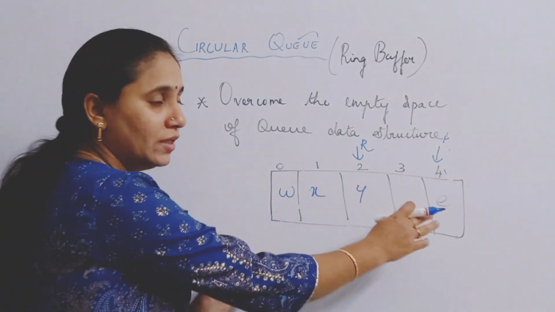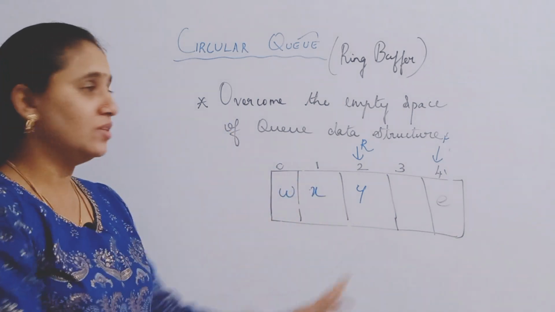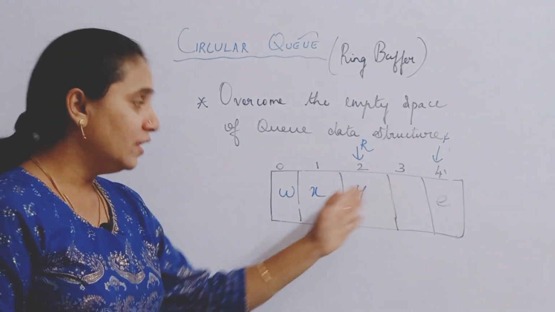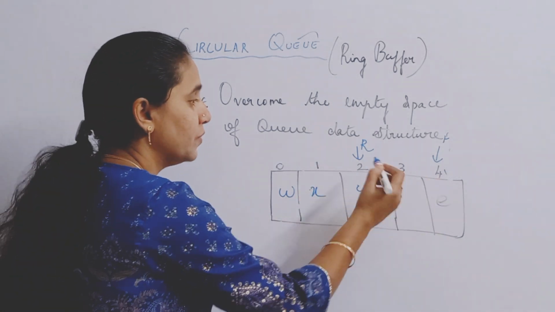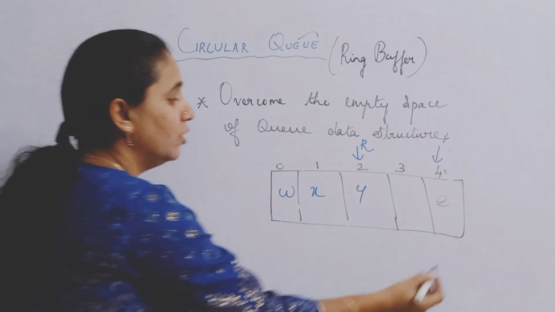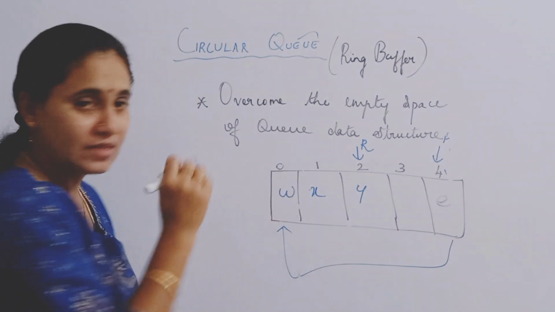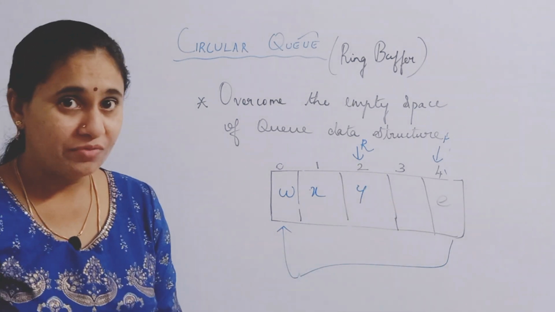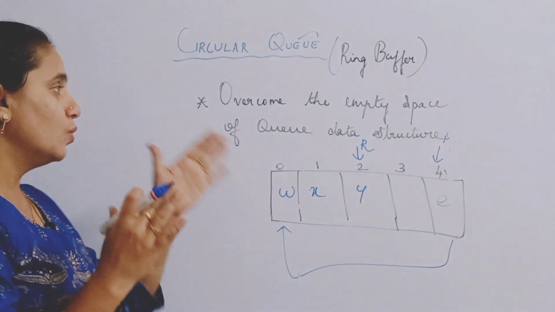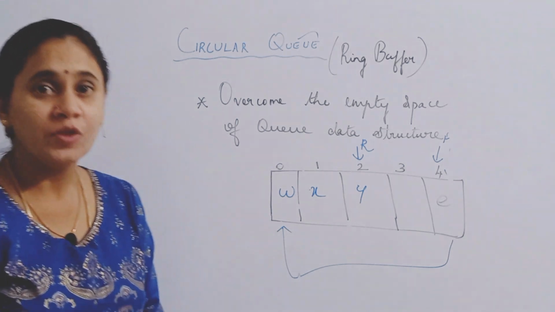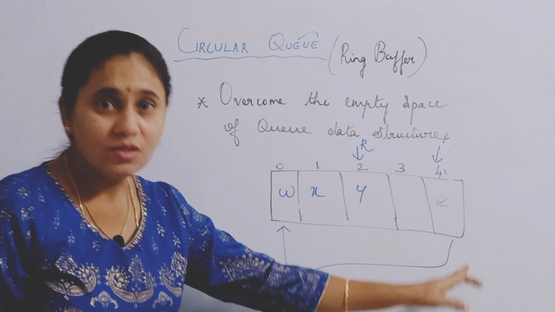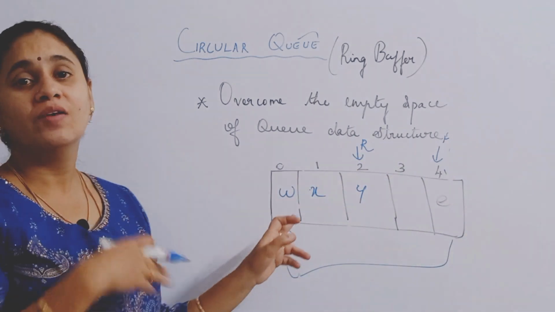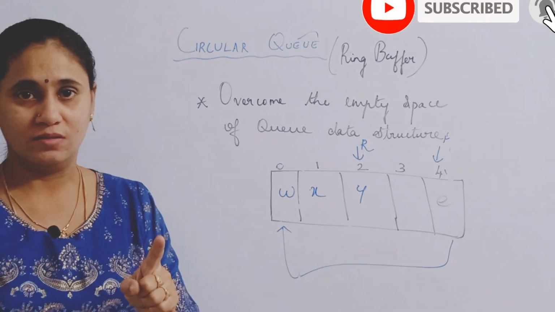Okay, so after all the elements are filled, that is, after the rear pointer has reached the last location, in order to make use of these empty spaces, once again we make the rear pointer point to the first element and successively we insert the elements. Okay friends, are you all clear? Right. So this is called a circular queue. Why is it called circular? From the last, once again we make the rear pointer point to this first index value. So we call it a circle.